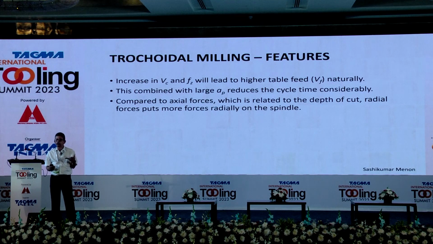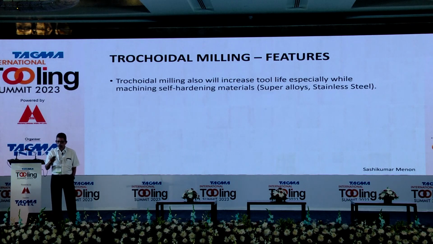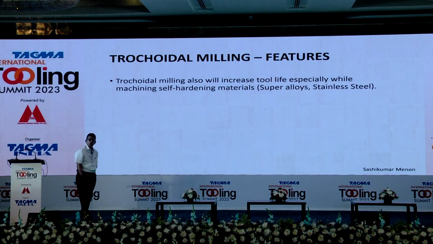The vibrations will be minimized because the radial forces are less. Axial forces depend upon the depth of cut and go directly to the spindle; they won't affect the vibrations much. But radial forces are what push the cutter, and they affect the spindle also. Since the radial engagement is less, the radial forces are less, and that will reduce the vibrations. Small HM will reduce radial cutting forces, giving a lesser chance of vibrations and spindle damage. It can also increase tool life, especially while machining self-hardening materials.